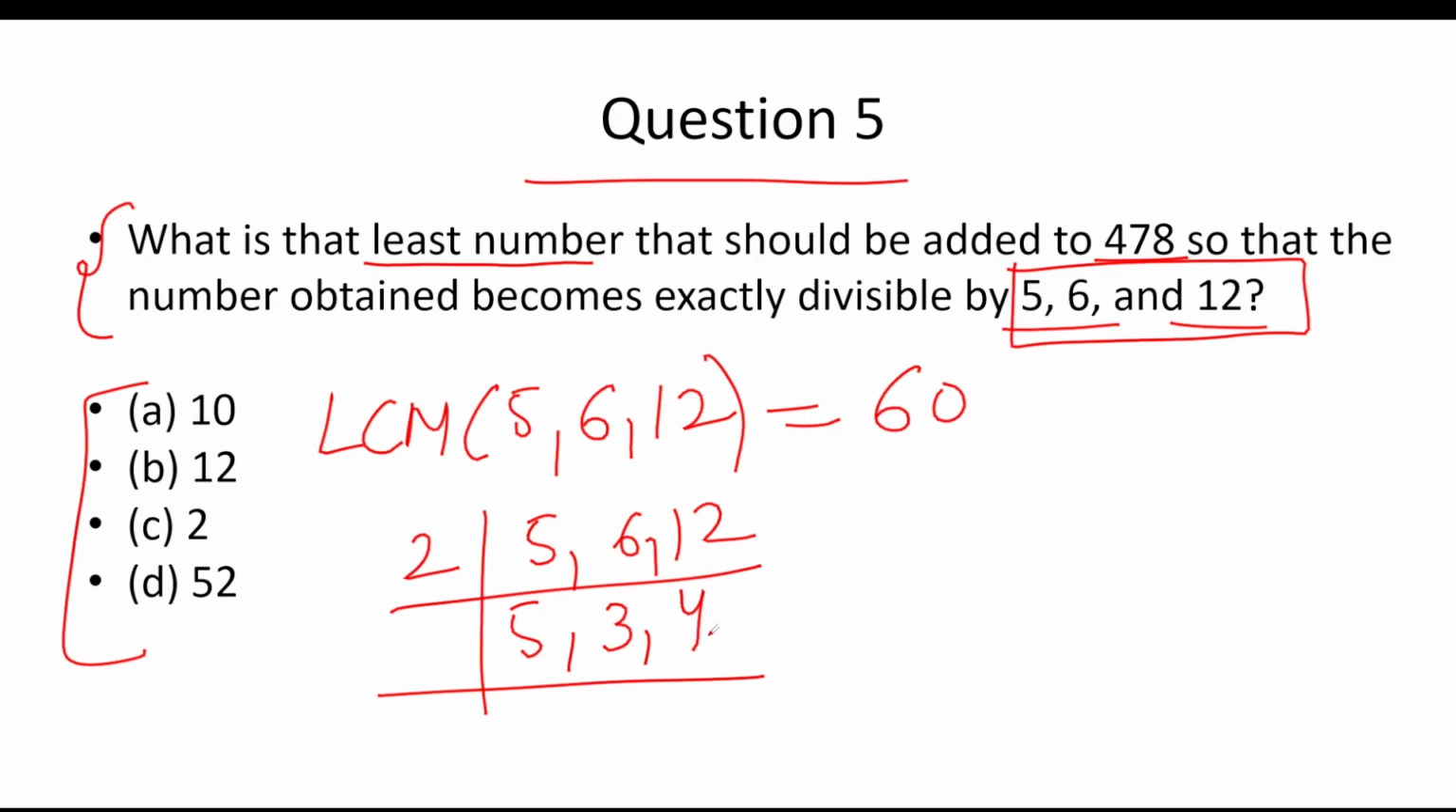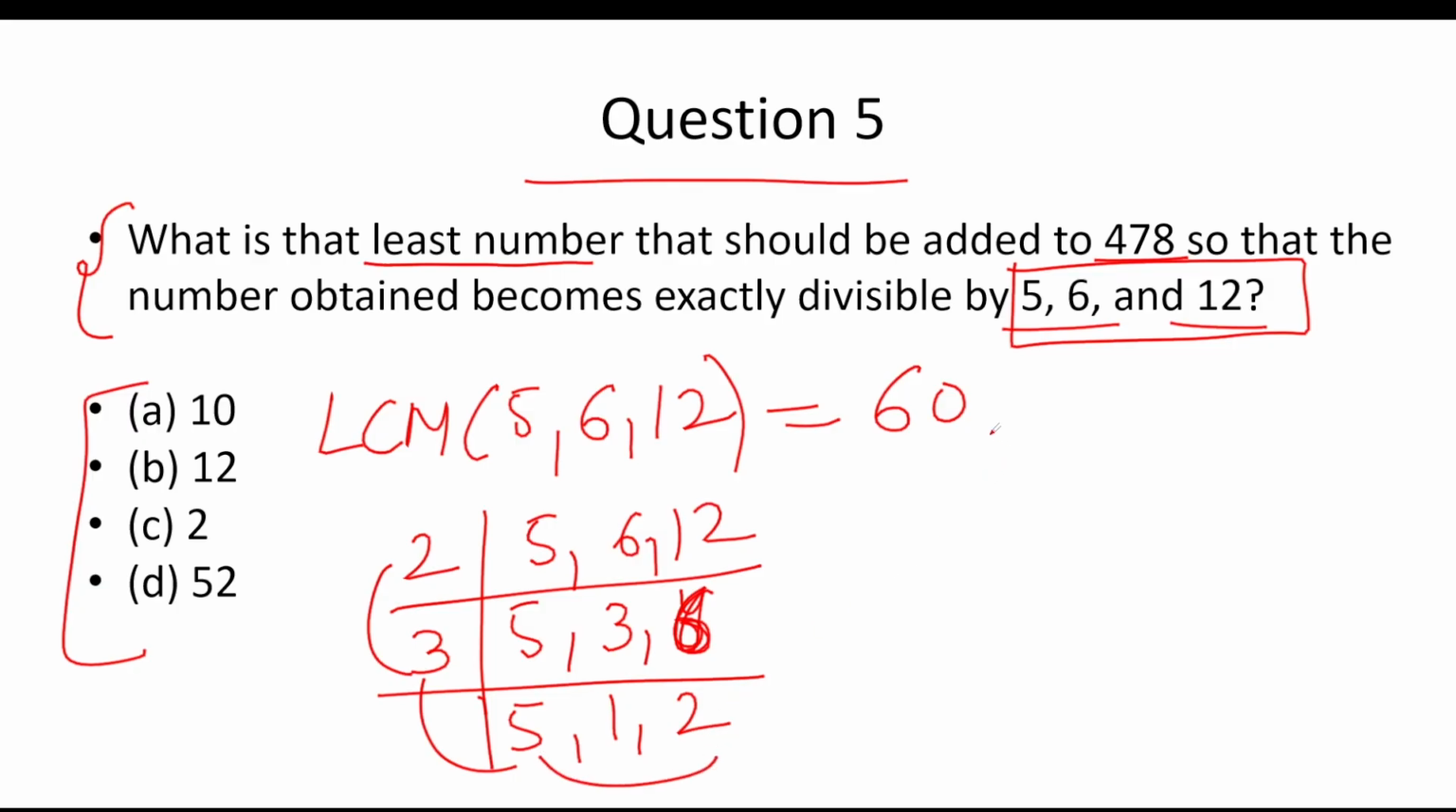Okay, because nothing is common here now. Sorry, here 6 will be there. Now you can take 3 common. So here it is 5, 1 and 2. Now nothing is common, just multiply all the things. 2 into 3, 6. 6 into 5, 30.